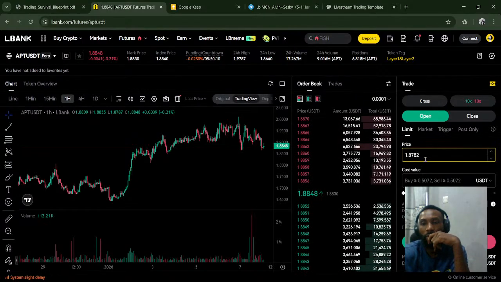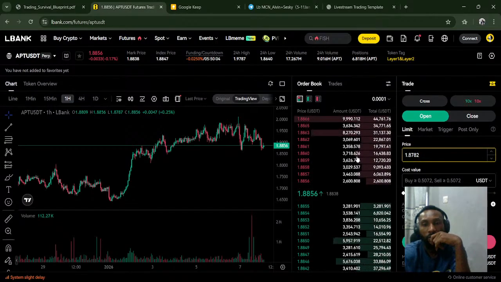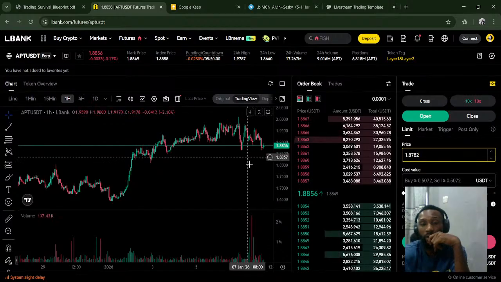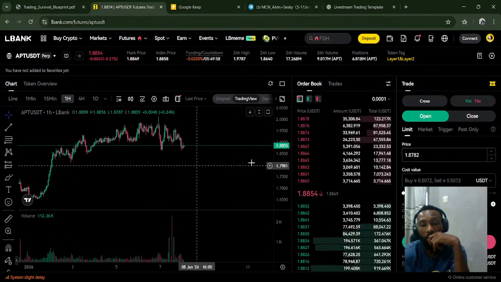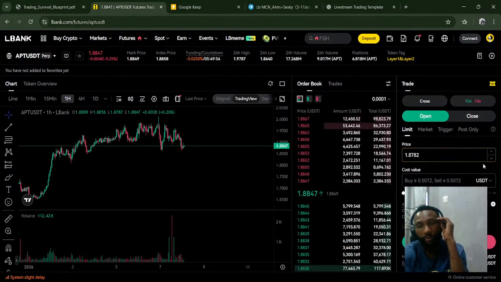All right, so entry price for the limit order. Right now we're at 1 point. You can see this is just 10. Like I said, this is just for testing, just to show you guys how you can enter with your position size.